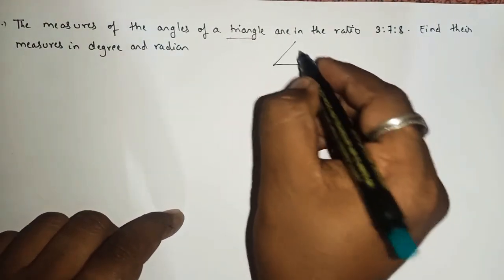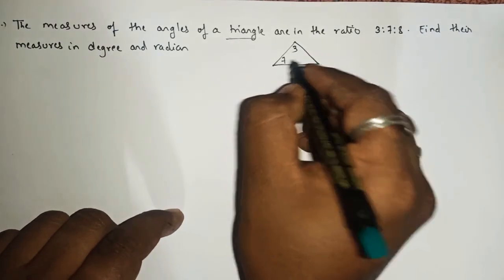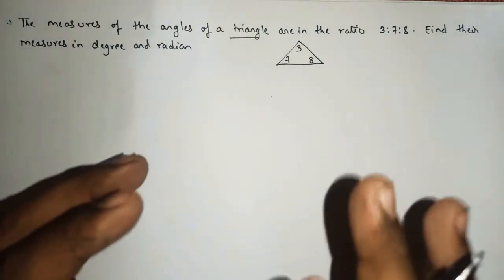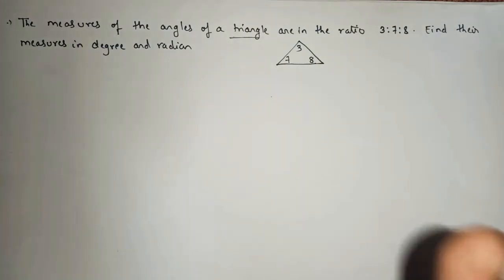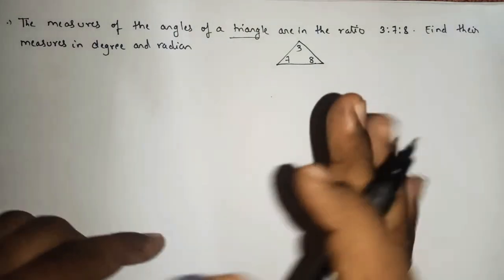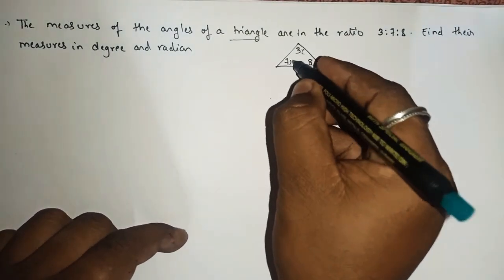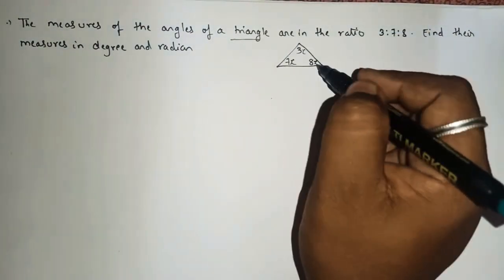As I told in the last lecture also, whenever we have the angles or sides in ratio, the ratio is not the actual answer, so we'll convert this ratio by taking, let the common multiple be x. So this will be 3x, this will be 7x, and this will be 8x, as here we have the angles.